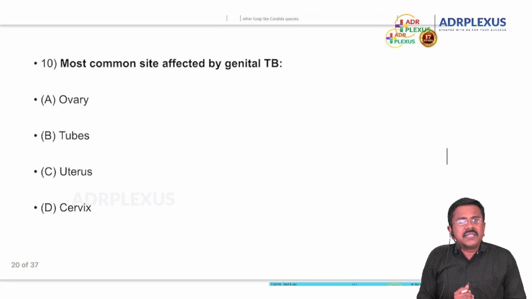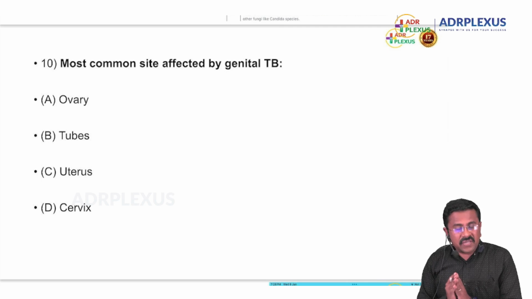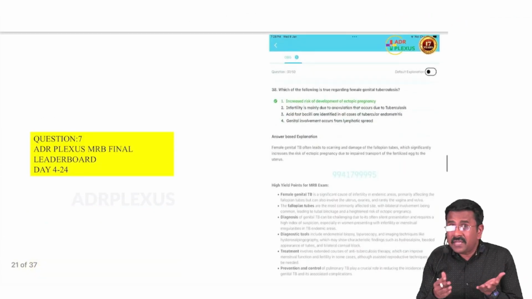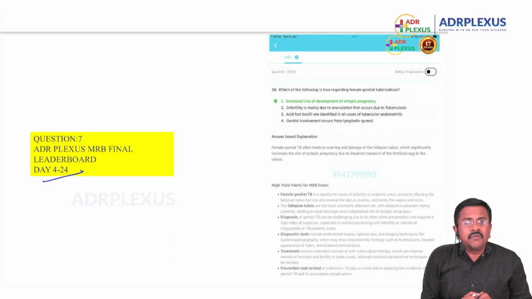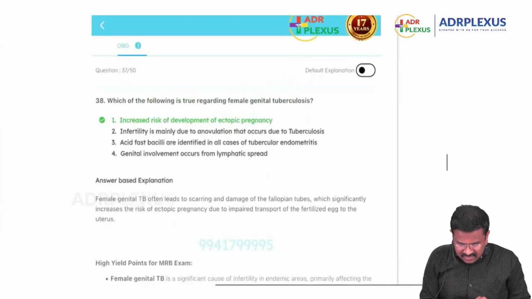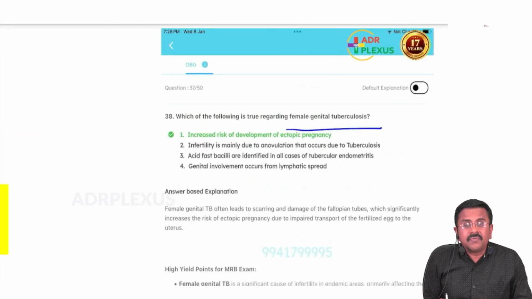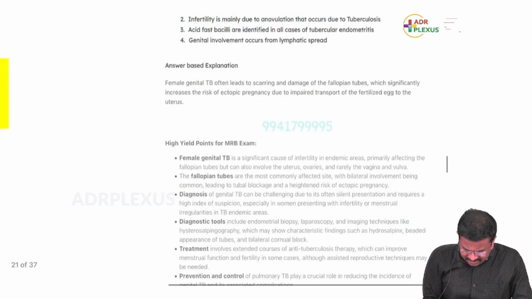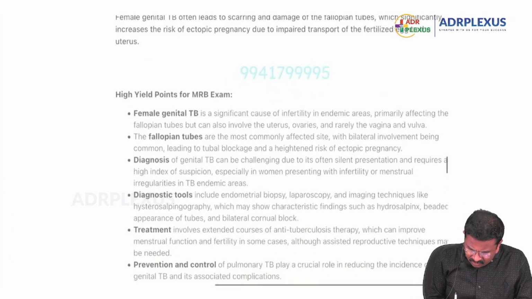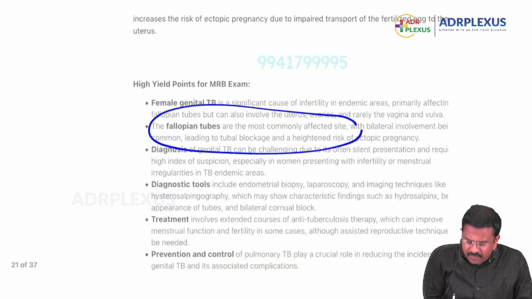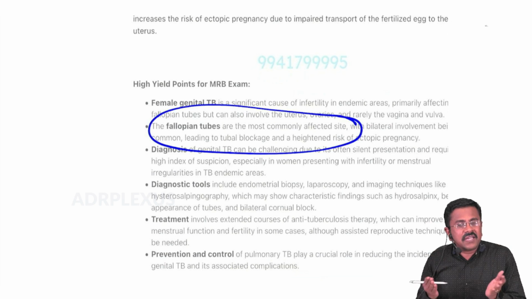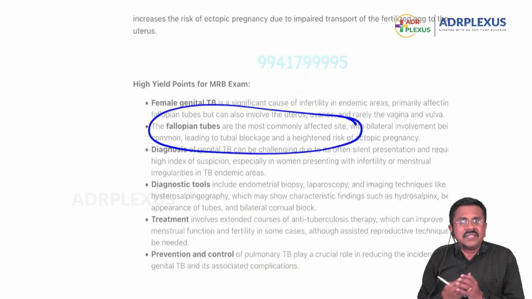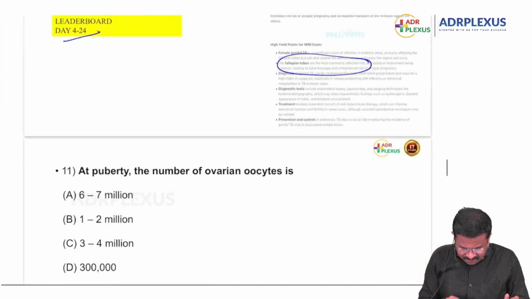And the most common site affected by genital TB, yes, this is one of the places where we insisted most, and in many places we have insisted, and one example here is leaderboard 4 to 24. Actually, we discussed female genital tuberculosis, where we highlighted that the fallopian tubes are the most common affected site in genital tuberculosis. Yes, this is a straightforward question, and obviously we have discussed it in our exam.